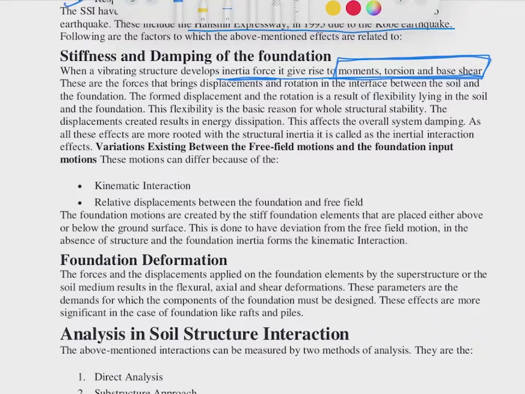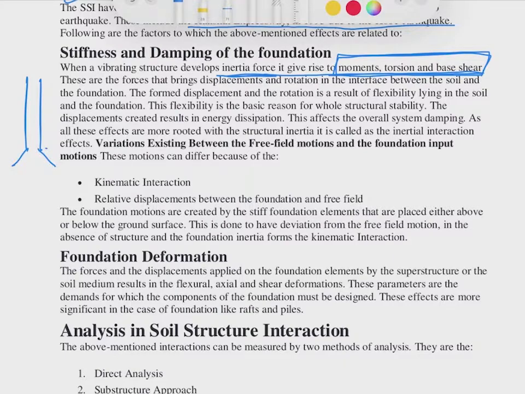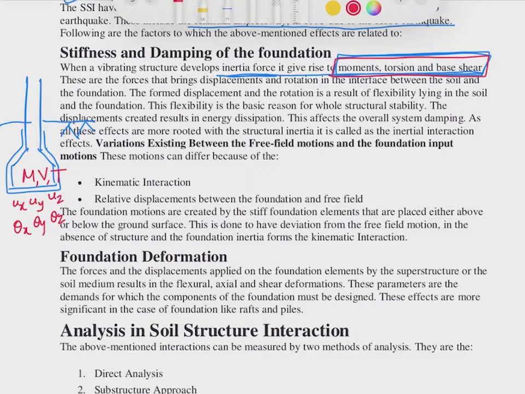Okay, just like a foundation is like this. So here we consider, although it is a fixed joint, but at this interface, now this is the interface, although we consider that translation and rotation both are restrained, but due to vibration there is a rise of moments, torsion and base shear. There is moment, there is base shear, there is torsion, and due to this there are displacements, linear displacements, and that can be ux, uy, uz, and there are rotations theta x, theta y and theta z. Okay, at the interface between the soil and the foundation.